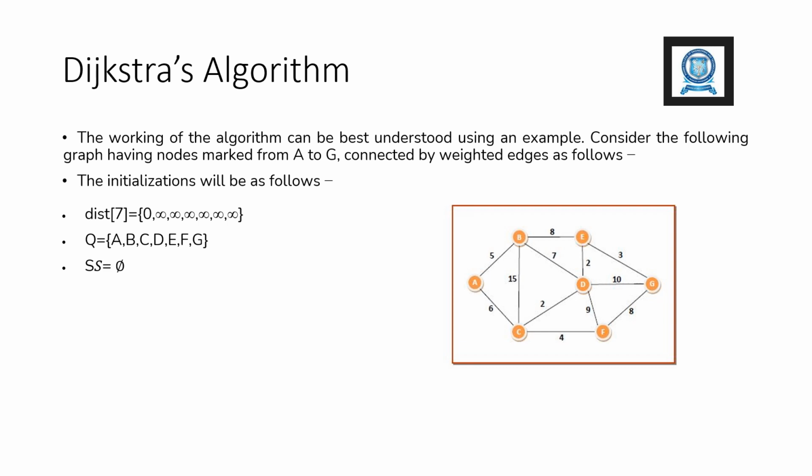The working of the algorithm can be best understood using an example. Consider the following graph having nodes marked from A to G connected by weighted edges as follows. The initializations will be as follows: dist[S] is equal to 0 for the source, and for all the other nodes infinity. Q consists of all vertices in the graph, A to G, and S is equal to empty.